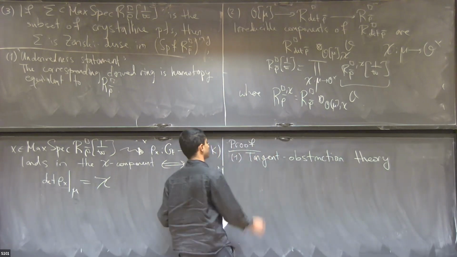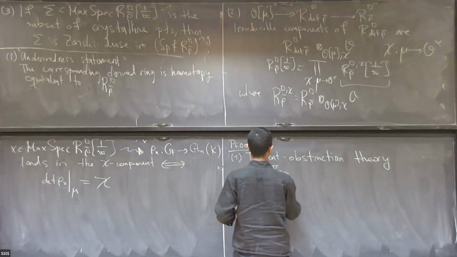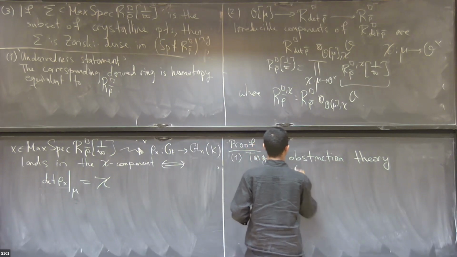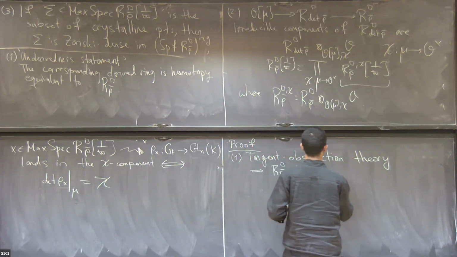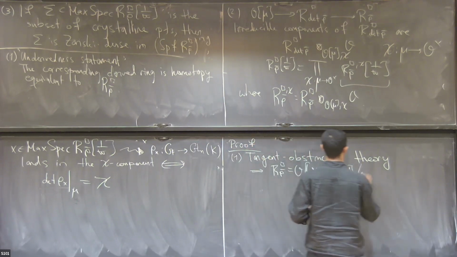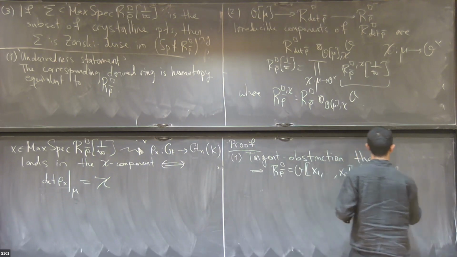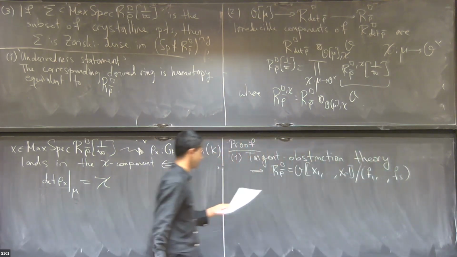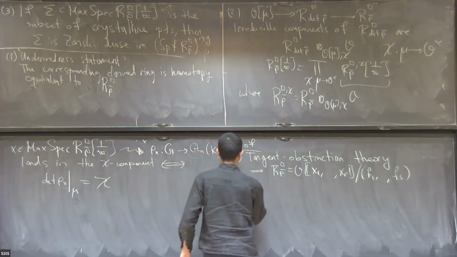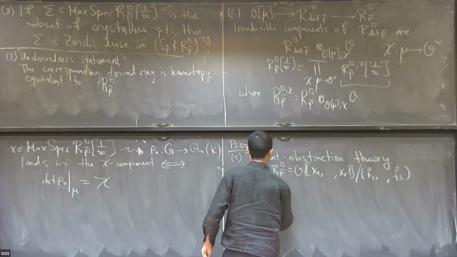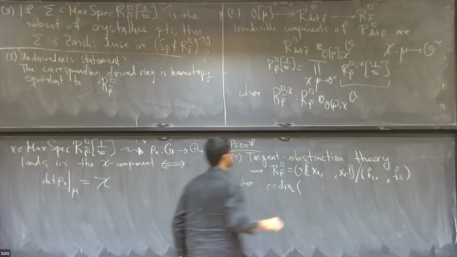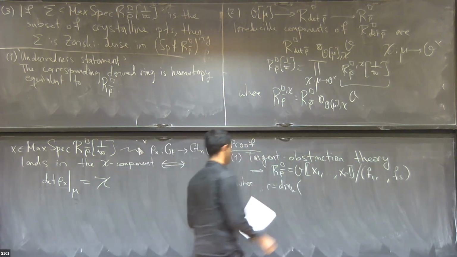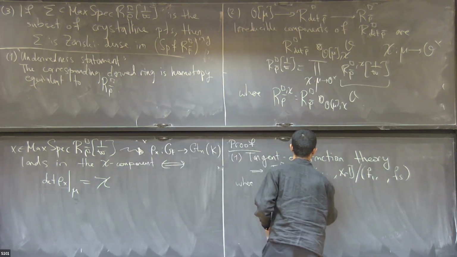The result of this theory gives a presentation of this ring as a power series ring mod some ideal with some generators, where R is the dimension as a K vector space of the, well, there's two ways to think about this thing.